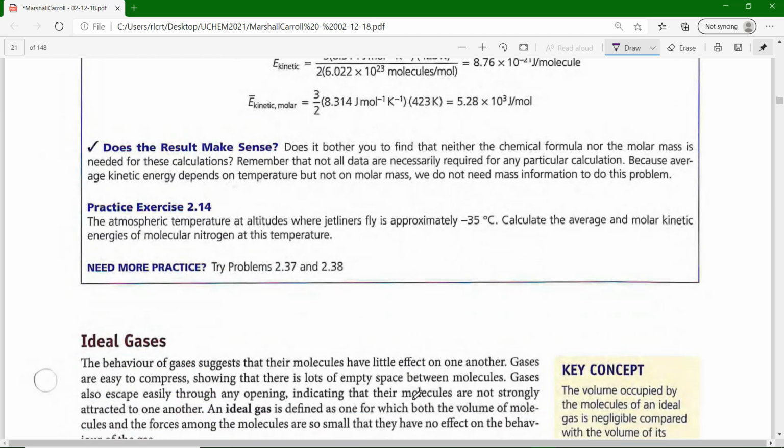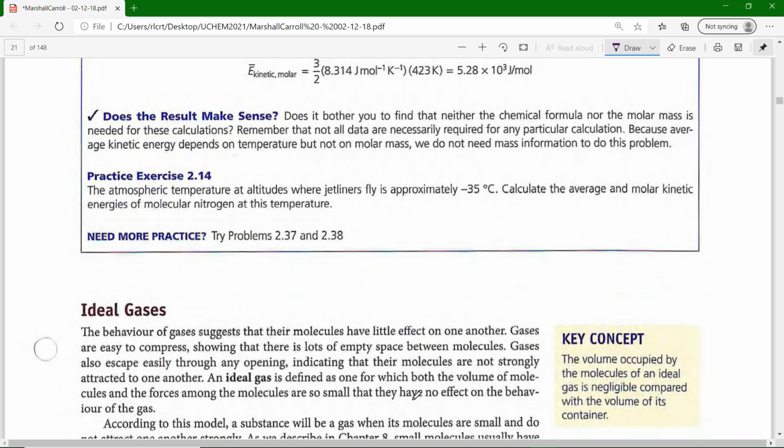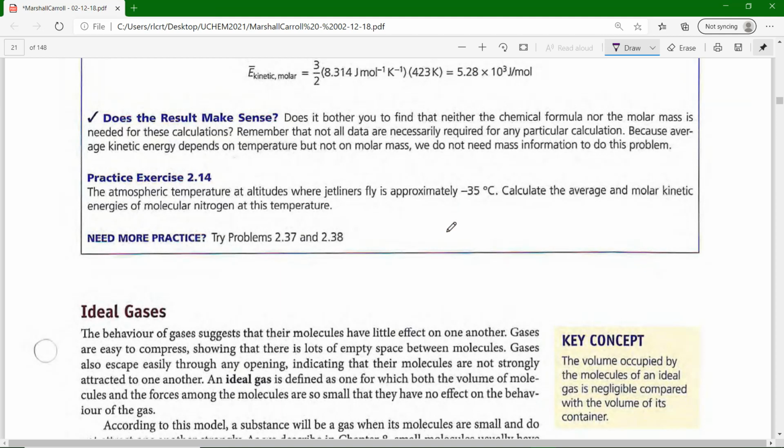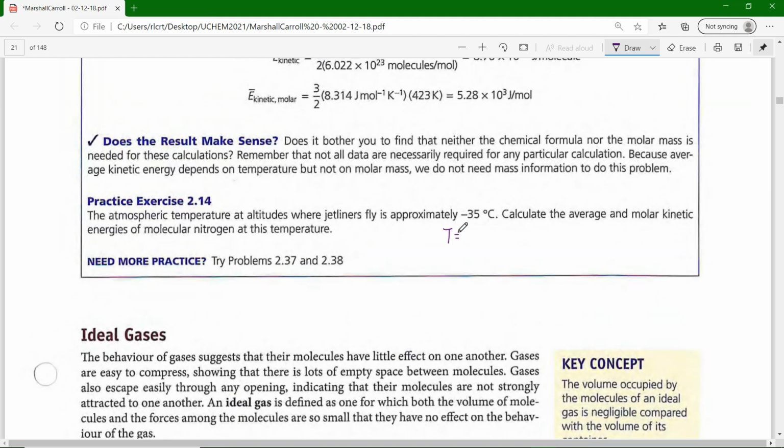And then I could try one with molecular nitrogen. Shall we try that one? Let's see, 2.14. Yes, okay. So the kinetic energy for a molecule, minus 35 degrees Celsius, so I'm going to take minus 35 plus 273, 238 Kelvin.